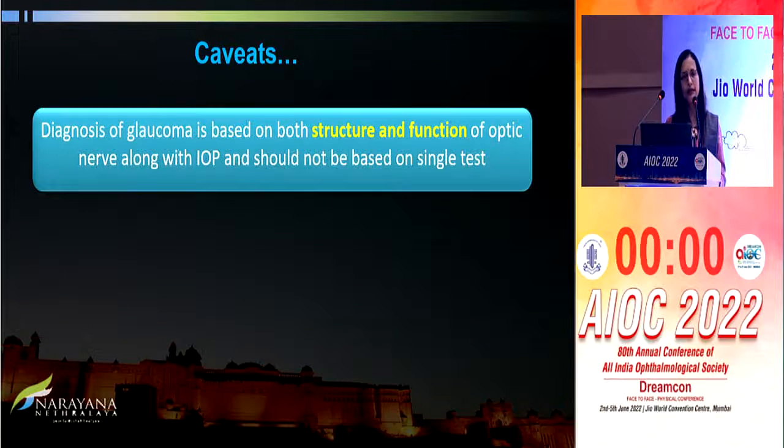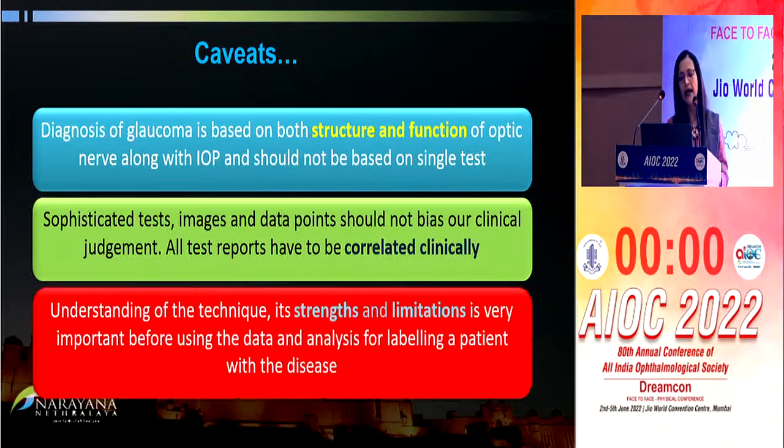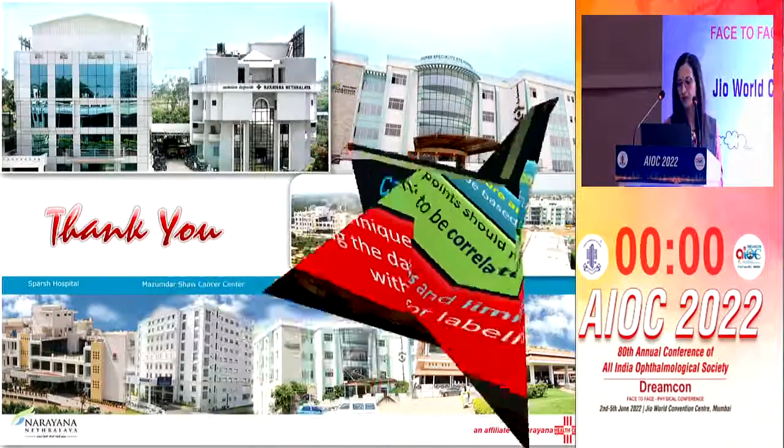That's why it's important that the diagnosis of glaucoma is based on both structure and function, along with IOP and gonioscopy. All the sophisticated tests, images, and data points should not bias our decision. We have to correlate everything clinically. And understanding the technique, whether it is visual fields or OCT, is very, very important before we label the patient with the disease. Thank you for your kind attention.